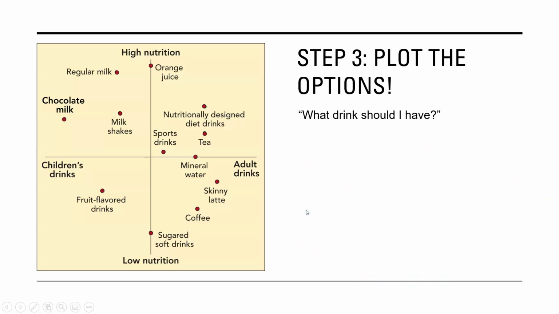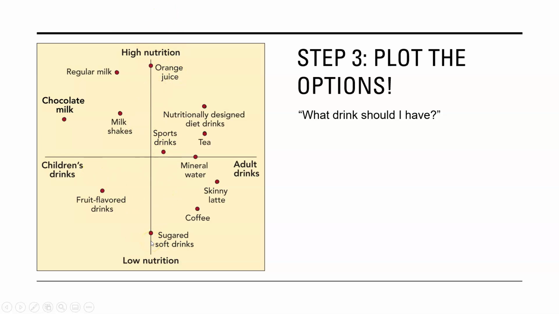Okay, so we've got our problem. We've got our dimensions. Now let's plot the options. So this one is, again, our drinks. What drink should I have? We can see how this perceptual map might be for a customer or target market that asks, what drink should I have? So for the perceptual map, they use drinker, or rather, who is the drink for, and nutrition.